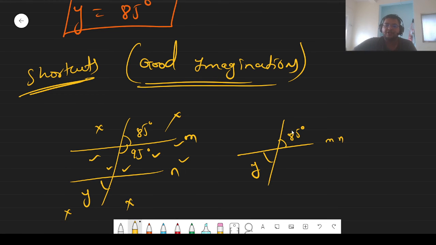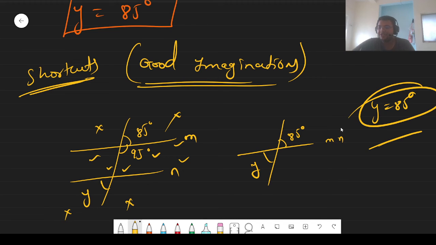So this becomes y, and now we are able to see that both are vertical lines, so I can write y equals 85 degrees. Okay, is it clear? For that you need to know the basic concept. It is not like compressing the figures and finding the answer.